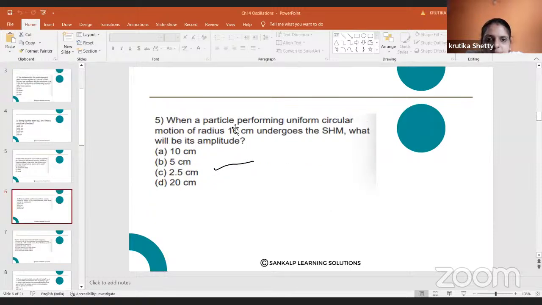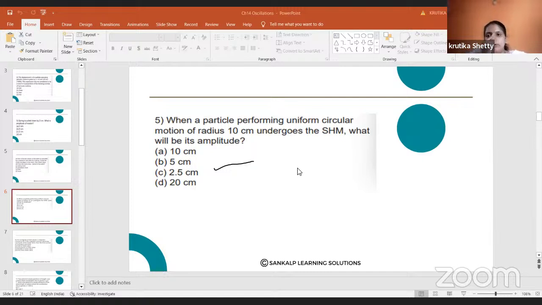Then the next question is, a particle performing uniform circular motion of radius 10 centimeter undergoes SHM, that is, it exhibits simple harmonic motion. So Abhishek is giving the answer as 10 centimeter. What will be its amplitude? The options given are 10 centimeter, 5 centimeter, 2.5 centimeter, 20 centimeter. So most of the students are telling it as 10 centimeter.